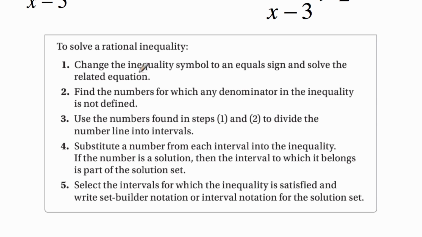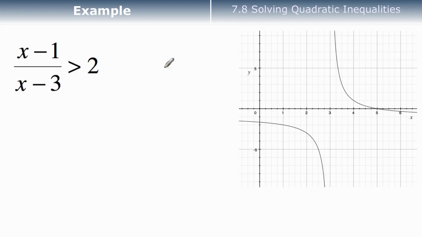Let me do one more question, and then you can try some. So I'm going to try and use these steps. Change the inequality to equals. Find the numbers for which the denominator in the inequality is not defined. Use the numbers found in steps 1 and 2 to divide the number line into intervals. Substitute a number into each interval to check it. Select the intervals satisfied. And write set builder notation or interval notation.